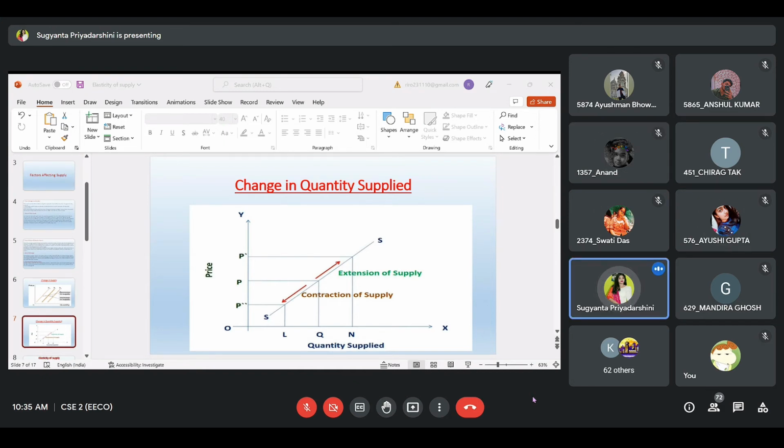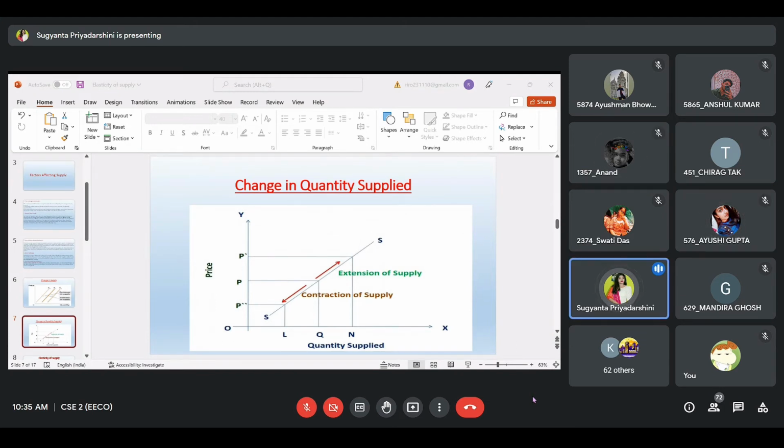Similarly, what about this OP double dash, OL? So are we moving upwards or downwards in the supply curve? Downwards. So that is contraction of supply.